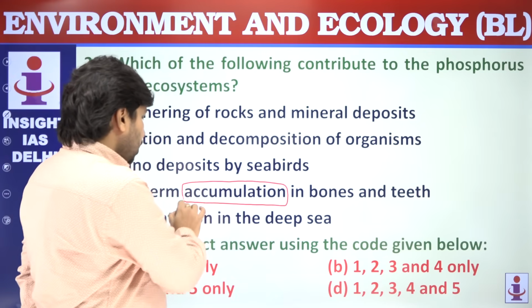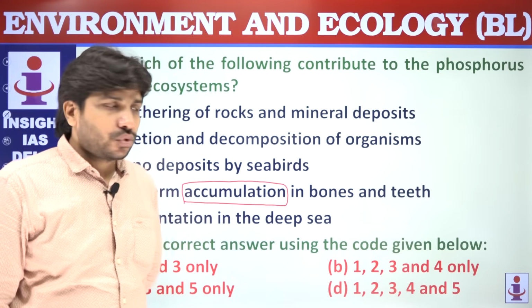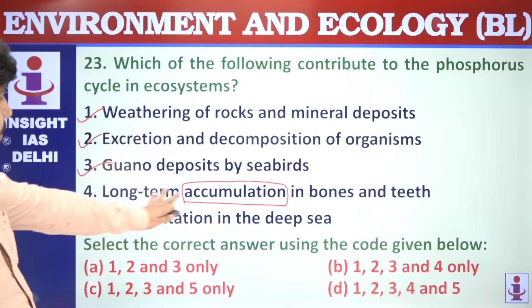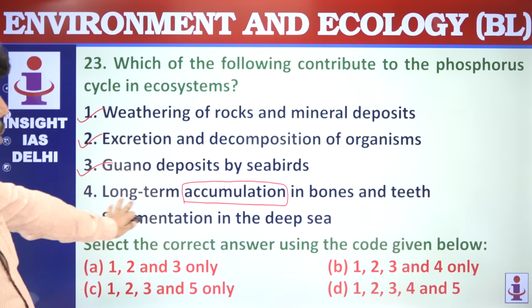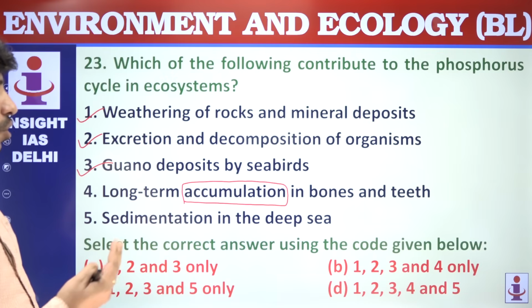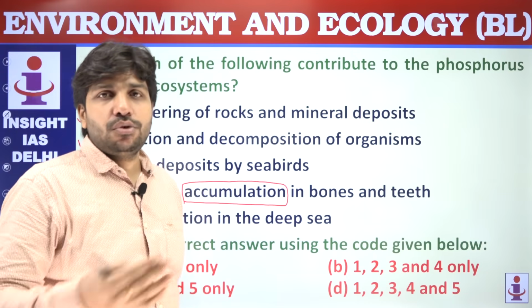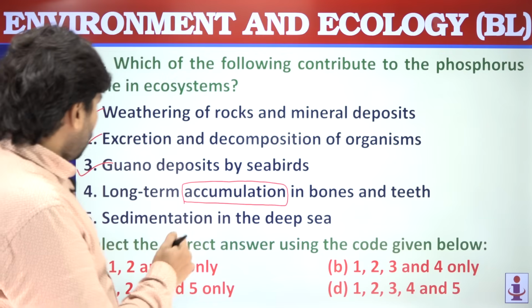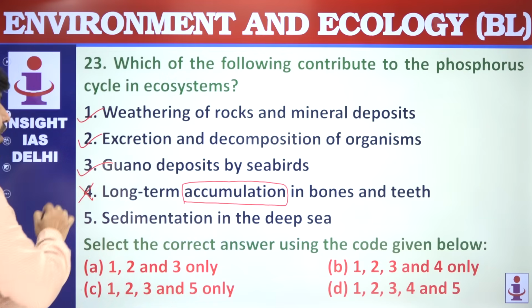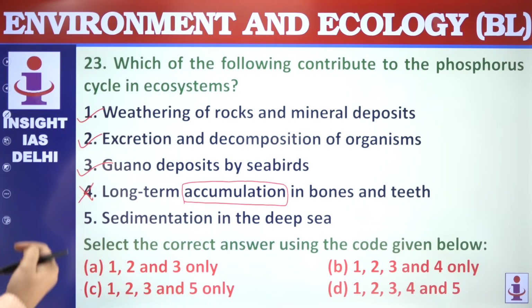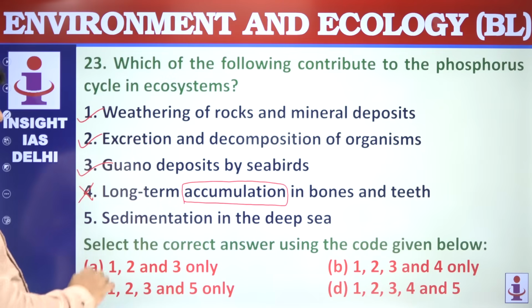See, bone and teeth do have phosphorus, that is true. But the statement phrased over here is long-term accumulation. So long-term accumulation means the phosphorus is not easily coming back into the phosphorus cycle. So this is not contributing significantly to the phosphorus cycle. So the 4th is not correct. Sedimentation in the deep sea, correct. So 1, 2, 3 and 5 will be the correct answer, option C.